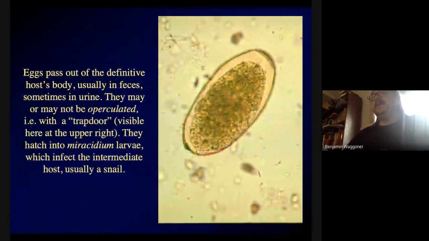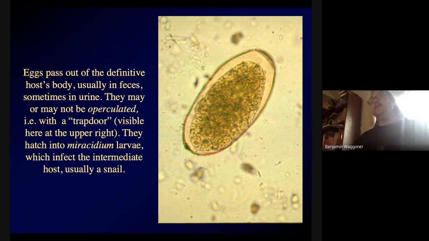Okay, so the eggs pass out, usually in feces. They may or may not be operculated. Operculum means little opening thing, like a manhole cover, and it usually refers to a structure in anatomy that looks like a trapdoor. So if you look at this picture at the upper right, you're seeing it from the side. It may not be really obvious, but you might be able to make out that at the upper right, there's kind of a cap on the end of the egg, and that will pop open to let the miracidium come out.